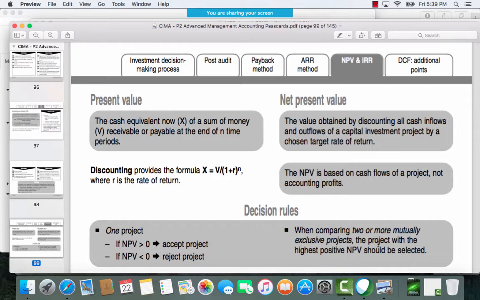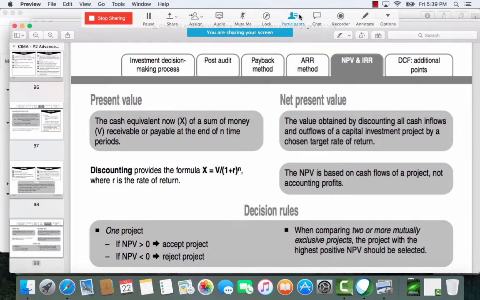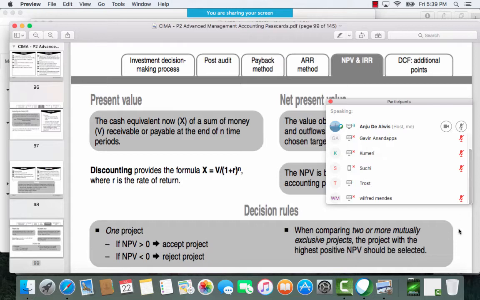Anyone else who is doing the exam? I would like you to answer, please. So, Gavin, yeah, go on. Someone wants to answer? Trust, you want to give an answer?